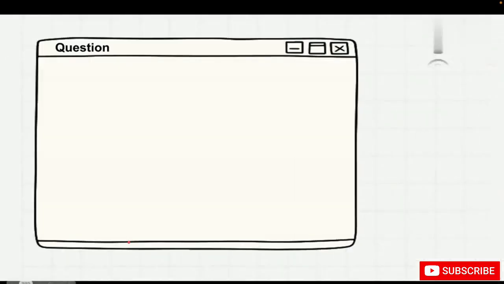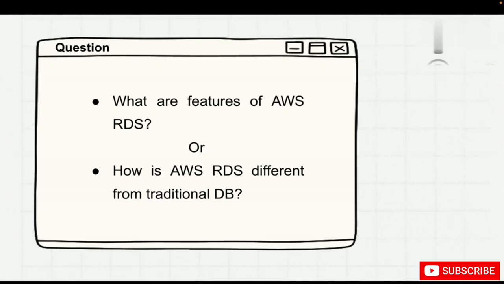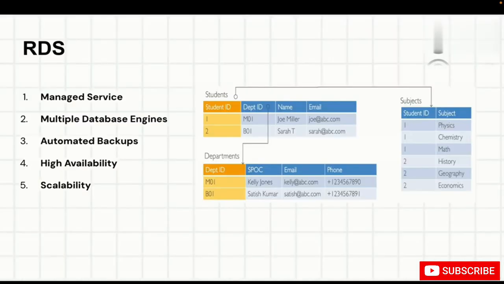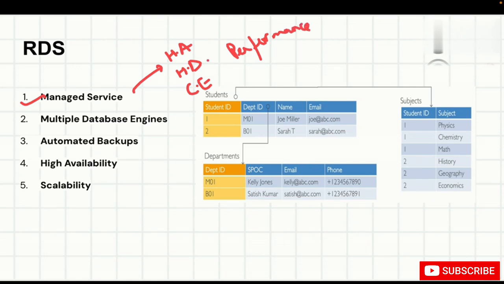Following up on the same, the interviewer wants to understand the most commonly used database, which is RDS. So what are the AWS RDS features and how is it different from a traditional database? As you know, AWS provides managed services and RDS is a managed service. Let's understand its key features. First of all, it's a managed service. If the service is managed, it will be highly available, highly durable, cost effective, and performance based. These are the things that AWS offers in all managed services.